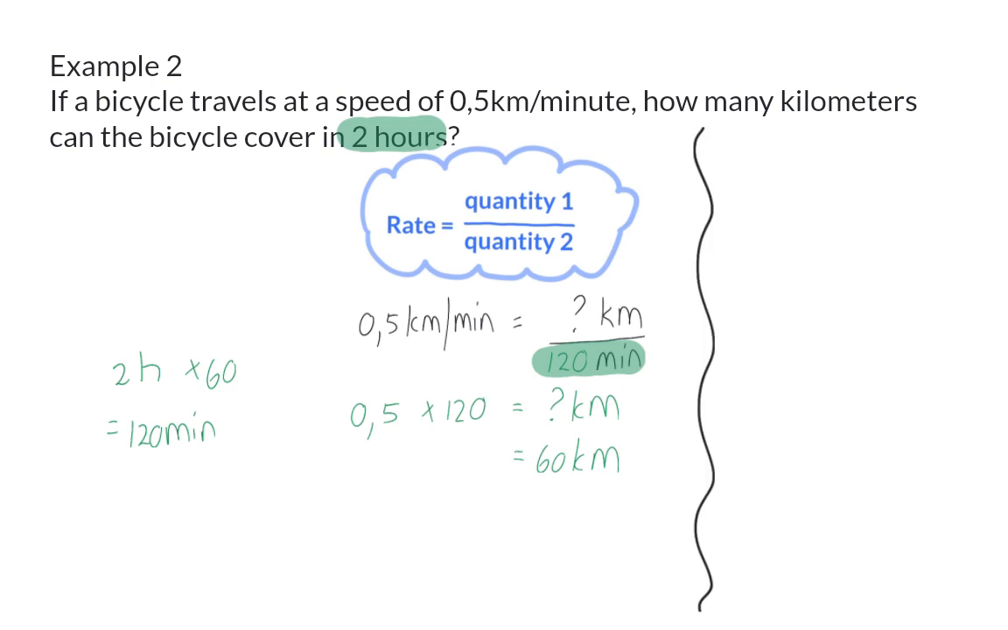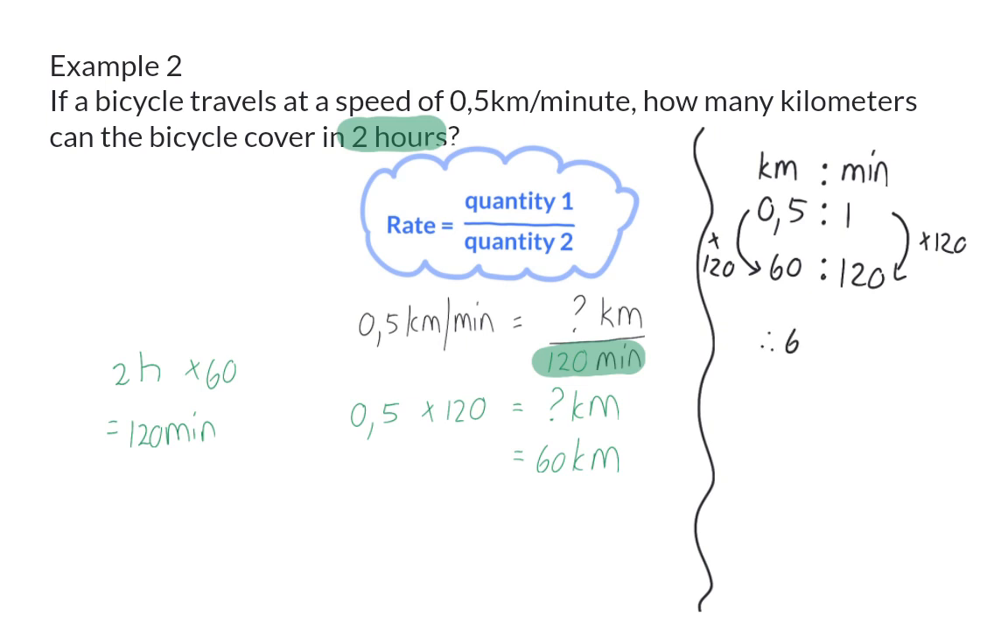You could also have chosen to rewrite this rate in terms of a ratio by saying you have 0.5 kilometers for every 1 minute. In the question, we were given 2 hours, and we've already converted that into minutes as 120 minutes. Next, you need to determine what happened on the right-hand side so that you can repeat the calculation on the left-hand side. And clearly, we multiplied by 120, so we also multiply by 120 on the left, and that will give us the 60 kilometers.